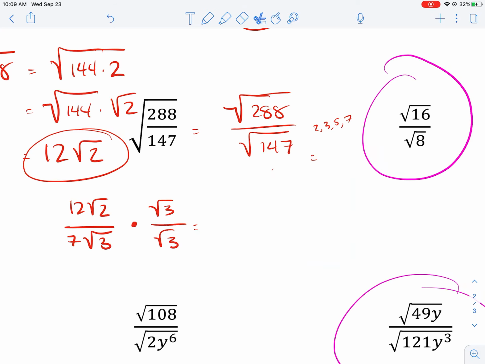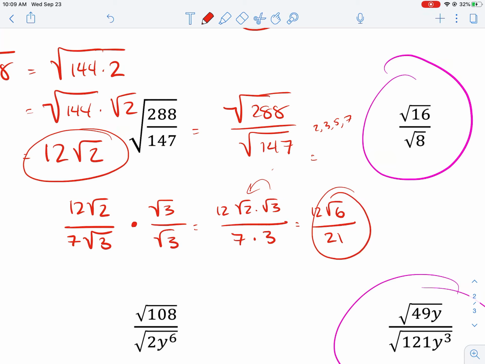All right, so let me get some room here. So this is going to be 12 square root 2 times square root 3 over 7 times 3. And square root 3 times square root 3 is just 3. I'm going to move those underneath the radical and multiply them together. So it's going to be 12 square root 6 over 21.